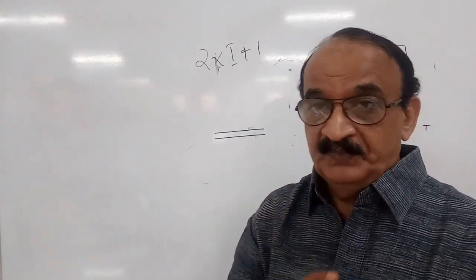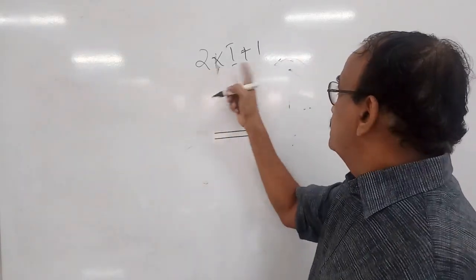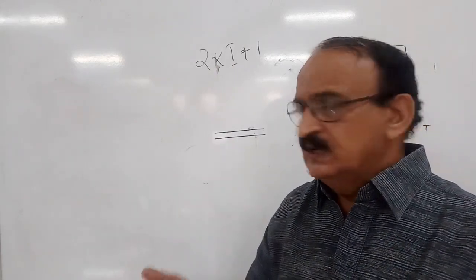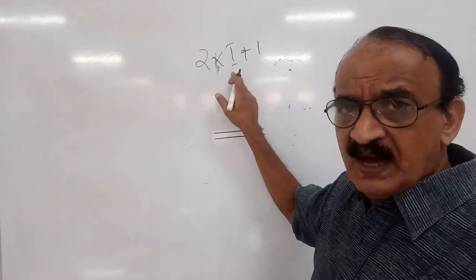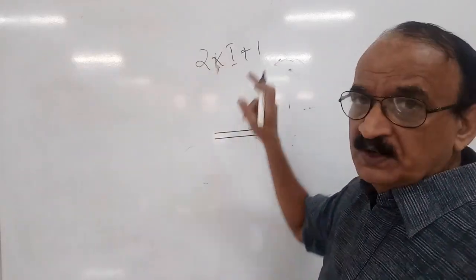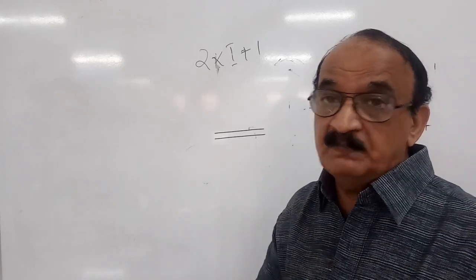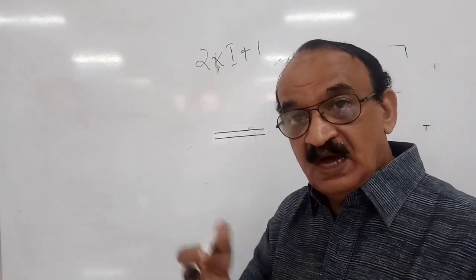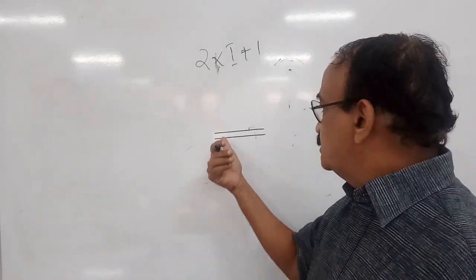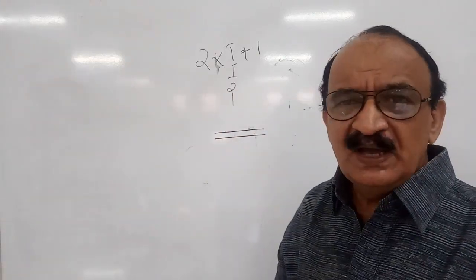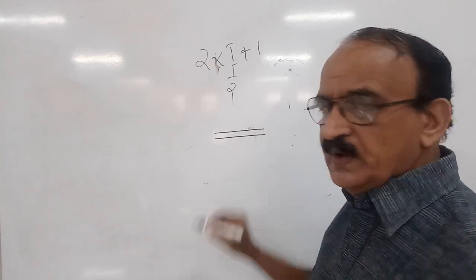Suppose I equals 1. Then 2 into 1 plus 1 equals 3, so there are 3 energy levels. Suppose I equals 3 by 2. Then 2 into 3 by 2 plus 1 equals 4, so 4 energy levels are possible. But fortunately, our proton has only 2 energy levels, because I is only half.